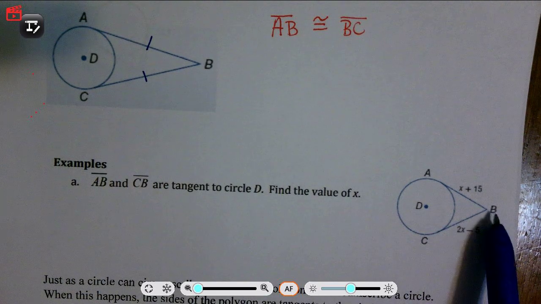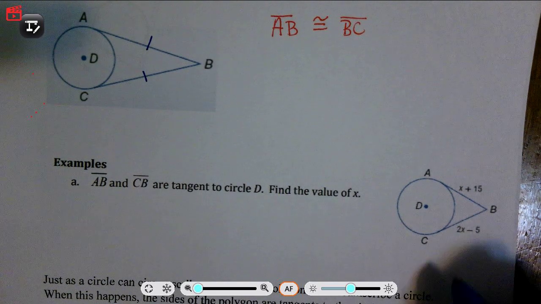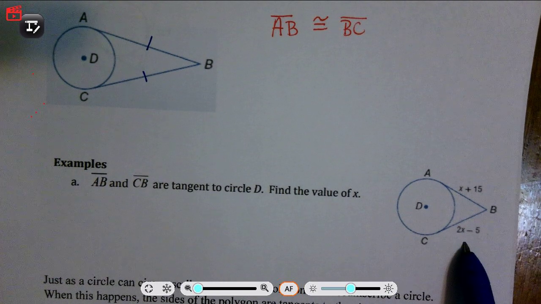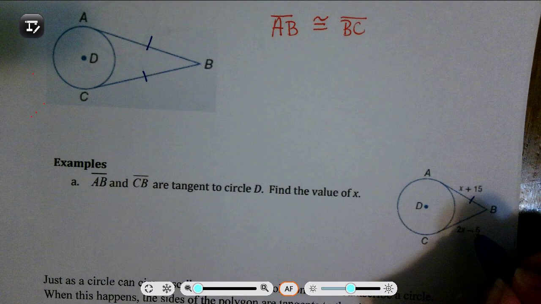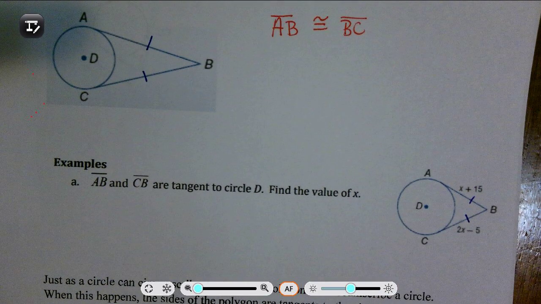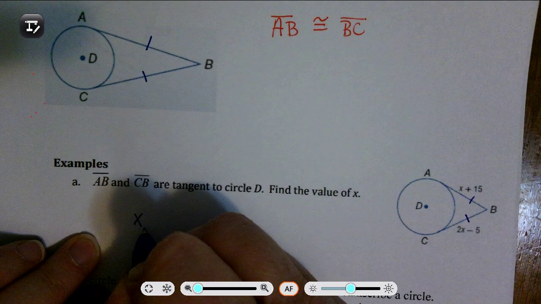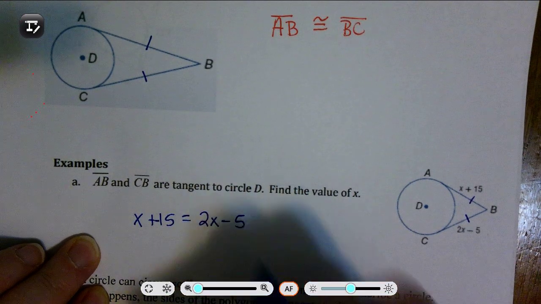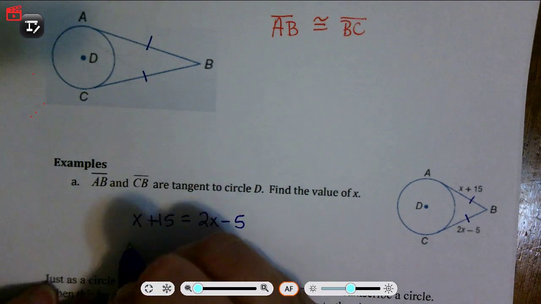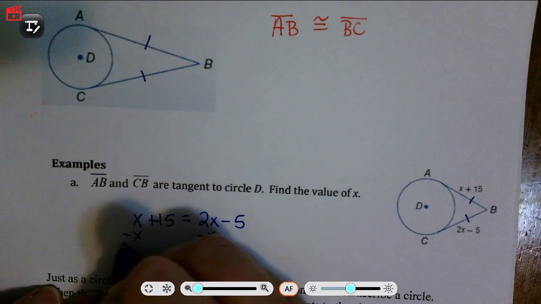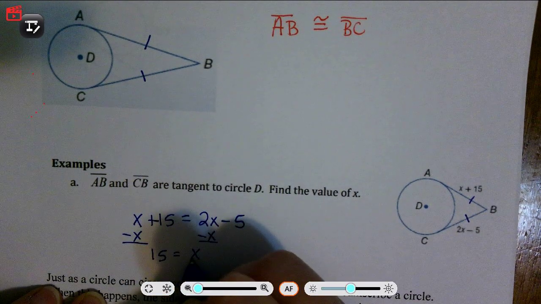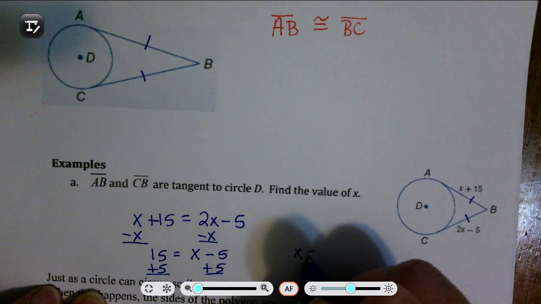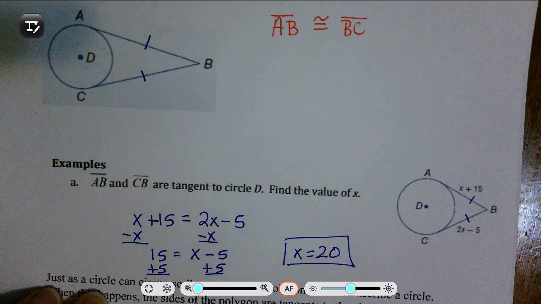We have this circle. We have two tangents. Given that both of these are tangents to circle D, we need to find the value of x. Since we know that they're both tangent, those two are congruent. So I'm going to set up x plus 15 is equal to 2x minus 5. I'm going to solve by subtracting x from both sides. I now have 15 is equal to x minus 5. Add 5 to both sides, and I find that x is equal to 20.